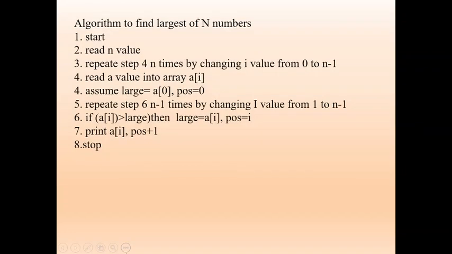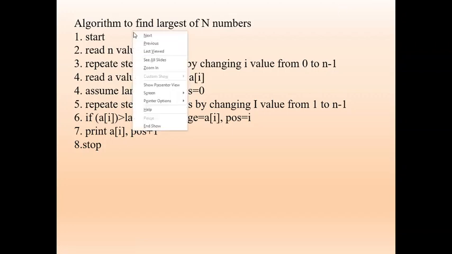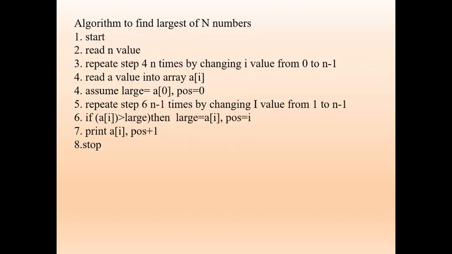Algorithm. See the algorithm. Start the proceedings and then read n value. That means first you should know how many numbers you want to compare, how many numbers in the list. For that purpose I am using variable n. So I am asking the user how many numbers you want to enter, and that will be stored in n.